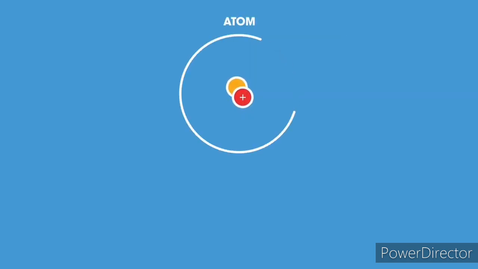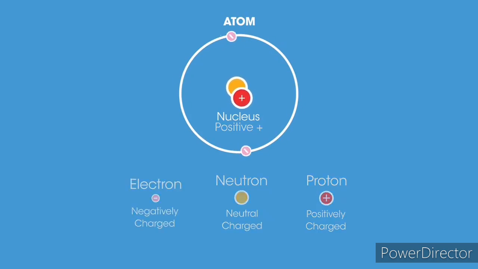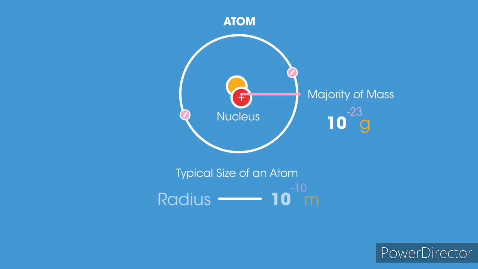So there we have the structure of an atom. Atoms have a positively charged nucleus made up of positively charged protons and neutrally charged neutrons, which is orbited by negatively charged electrons. The majority of the mass of an atom is found in the nucleus, and the typical size of atoms is 10 to the power -10 meters.